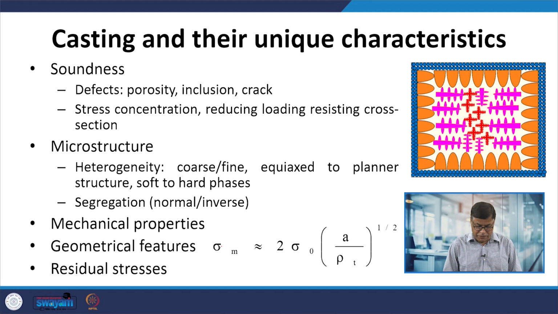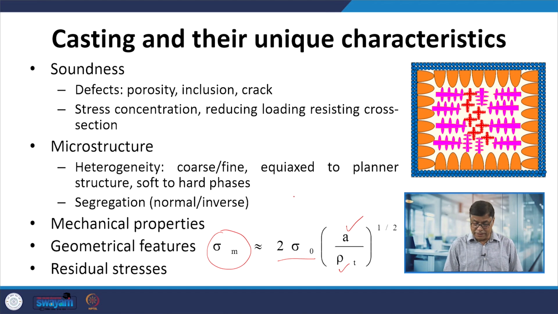Okay. So, how much increase in stress is taking place? If you want to see, you can see simply this equation, where you can see the maximum stress acting is equivalent to almost double of the nominal stress, and further it is being affected by the size of the defect, and the tip radius of the discontinuity, rho t, and square root of this.